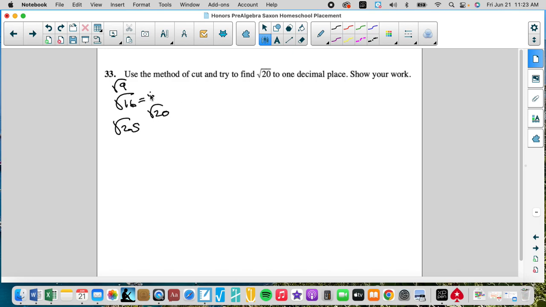So we're going to do 4. And then we take the square root of 20 and we minus the 16. And we get 4. And we're going to write 4 over this double, which is 8. We're going to double the 4 from the leftover. Actually, is it double 4? No, 4 goes up in the top. And then we double the outside number. That's not good. So 4 and 4/8 or 4.5.